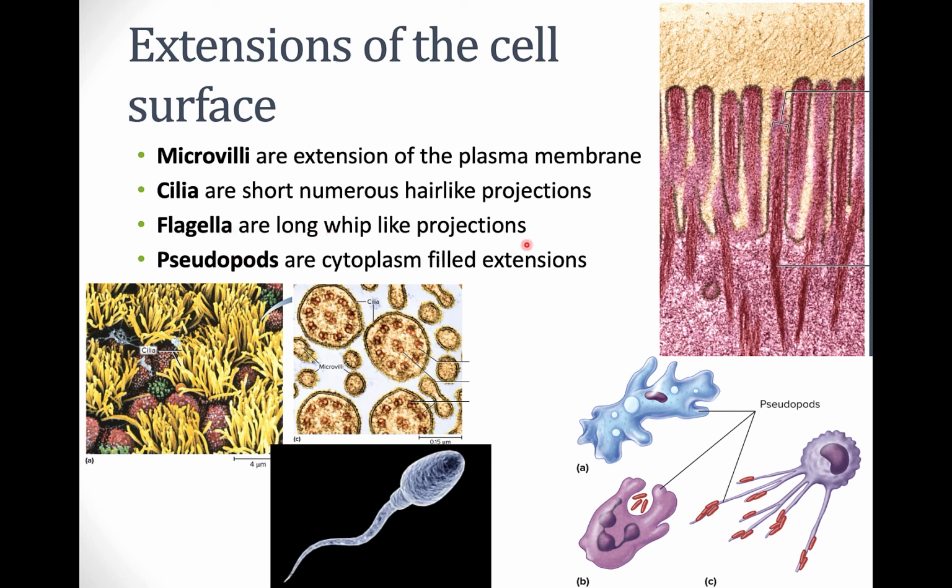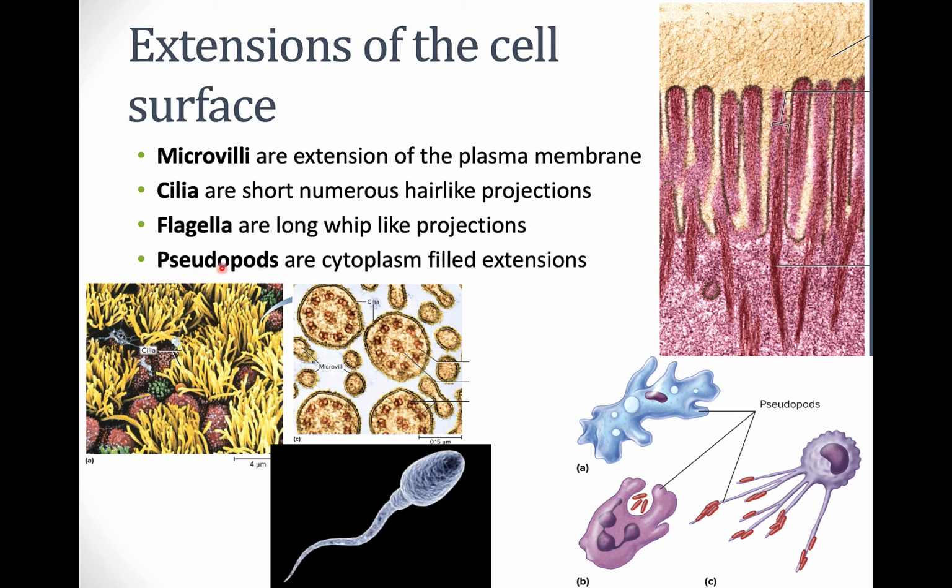Flagella are really long whip-like projections. So you can see here is a sperm cell, and this is the one large flagellum. Flagella is plural. The only cells in humans that have this are sperm, and these whip back and forth and project the sperm forward.